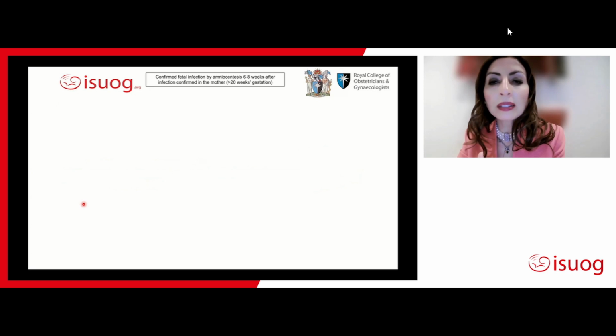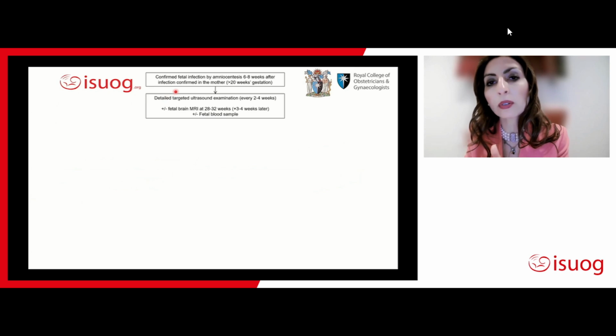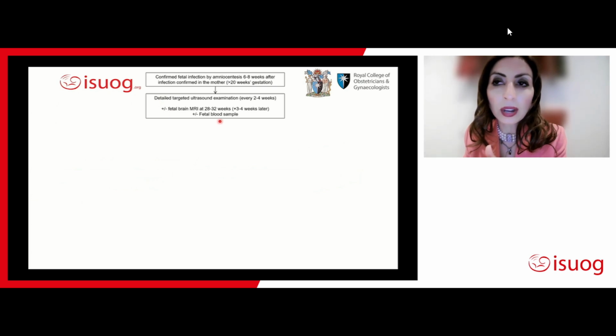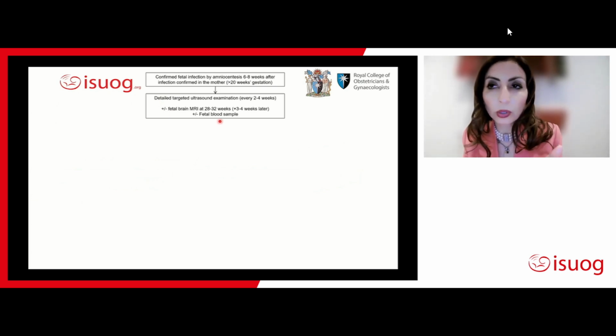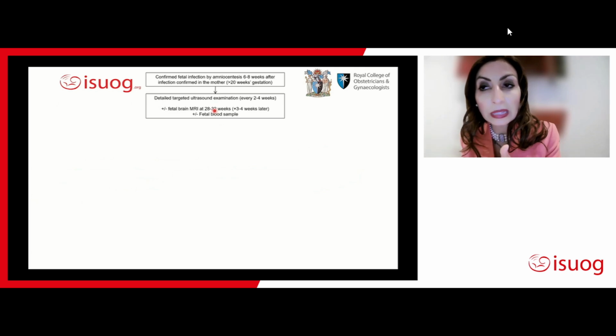So really, to summarize, if you have a case of CMV infection, you made the diagnosis, you've done the amniocentesis, and the fetus is infected, we do the detailed targeted ultrasound scan, and it's not enough to do it only once. You need to repeat it every 2 to 4 weeks. We arrange an MRI at 28 to 32 weeks, and sometimes even repeat it later if there are subtle findings where we want to look for progression.